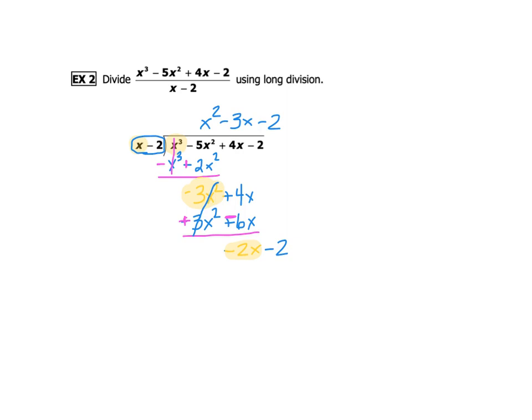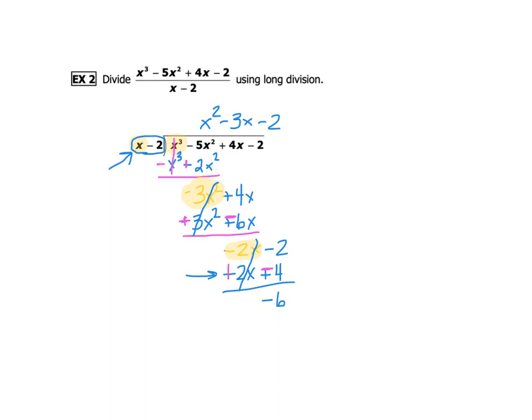Go ahead and multiply the negative 2 times, don't forget, the x minus 2 using distribution, and we're going to put that answer right here. So negative 2 times x is negative 2x, and negative 2 times negative 2 is plus 4. Don't forget, we've got to change our signs. So the negative 2x changes to plus 2x, and the positive 4 changes to negative 4. At this point, let's go ahead and add. And the 2x's cancel, and we have negative 6.